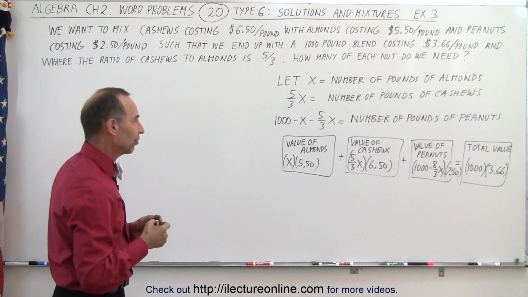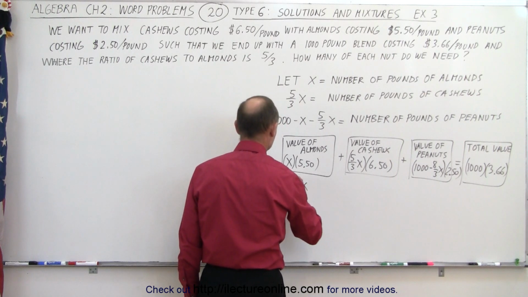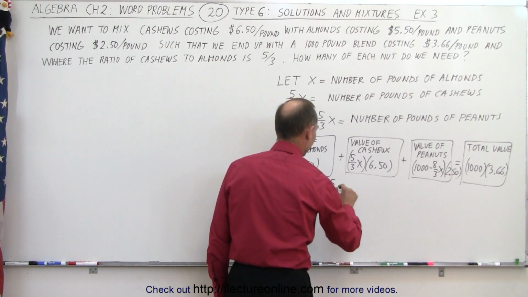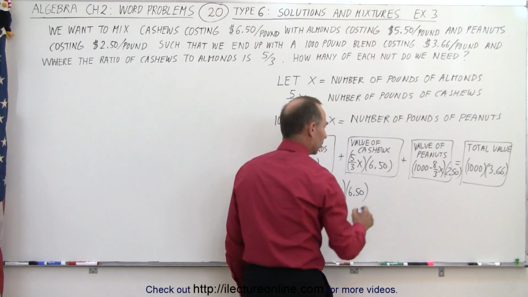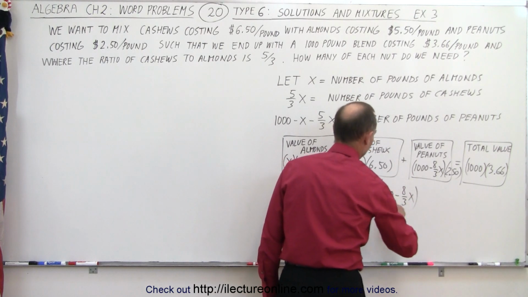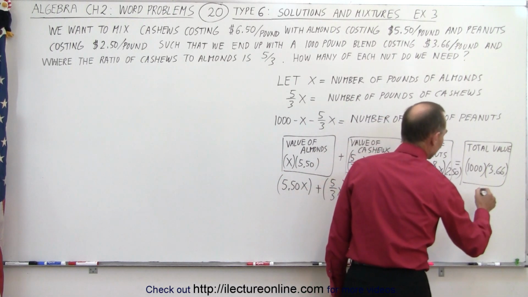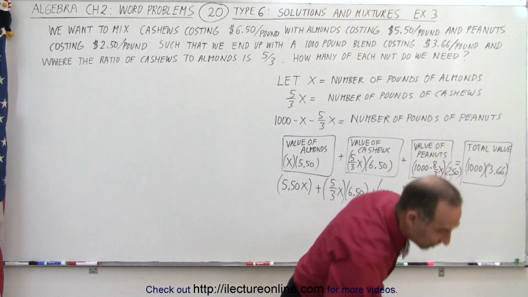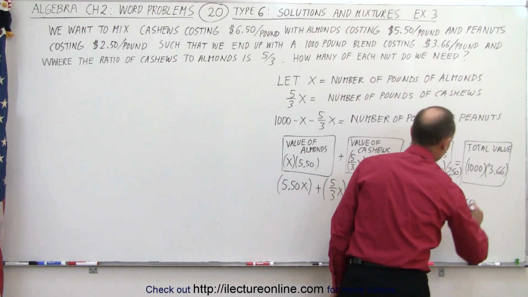All right, let's turn that into an equation. We have 5.50x plus 5/3 x times 6.50 plus 1,000 minus 8/3 x multiplied times 2.50. That should equal 1,000 times 3.66, which would be 3,660.